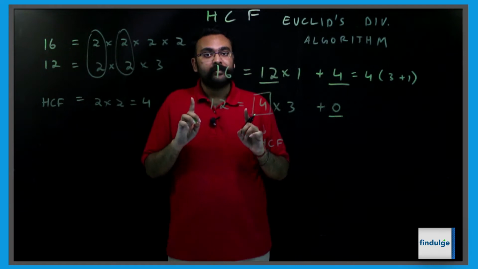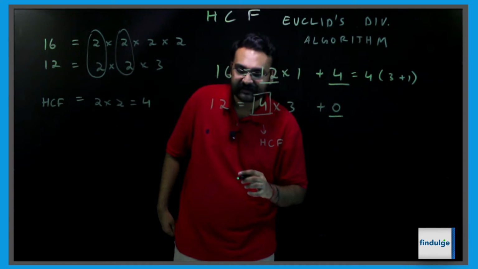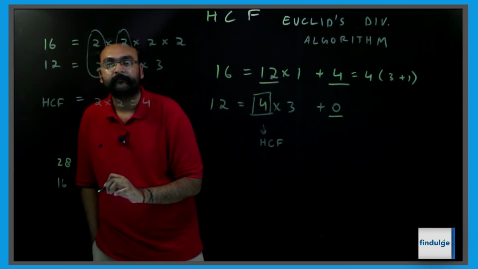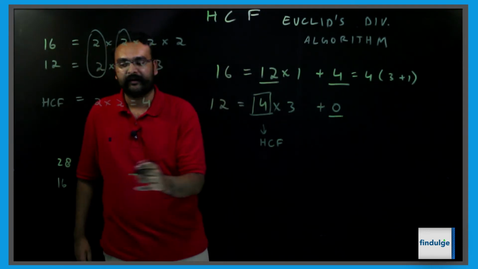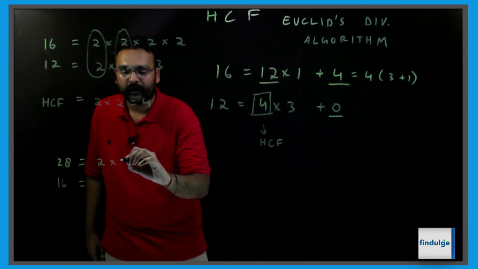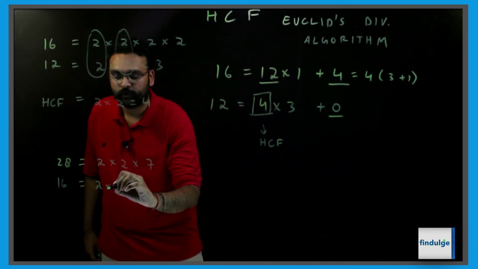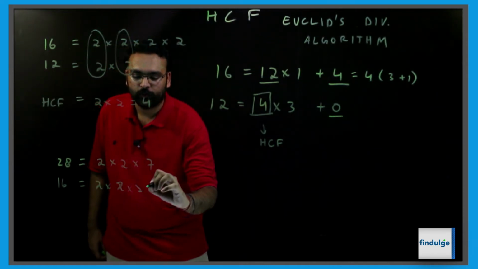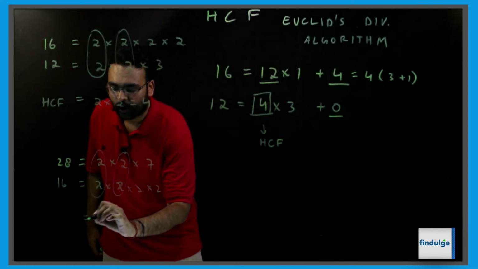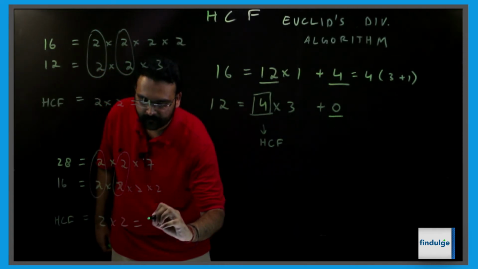So we'll do one more example with slightly more steps, because this happened in one step. Let's take the numbers 28 and 16, both in the traditional method and in the new method. 28 is 2 into 2 into 7, and 16 is 2 into 2 into 2 into 2. Once again, 2 pairs of 2 are common, so the HCF is 2 into 2, which is 4.